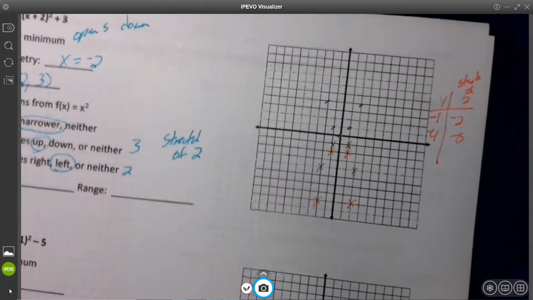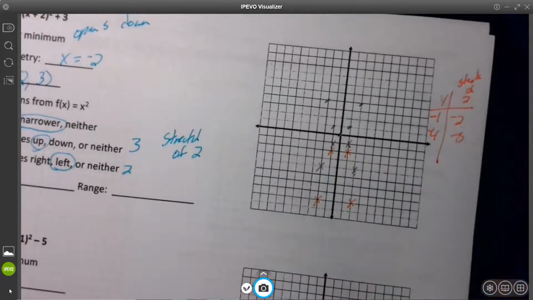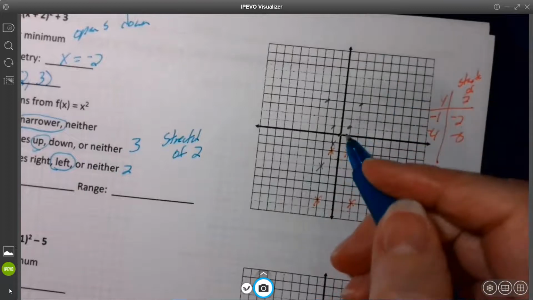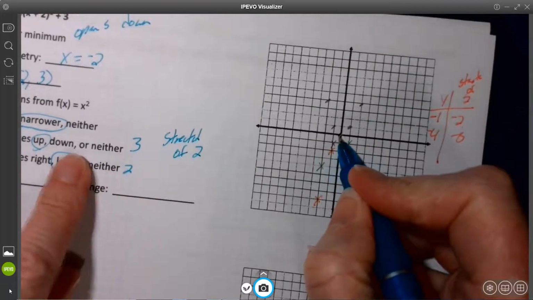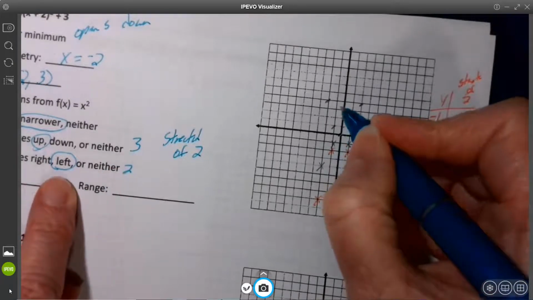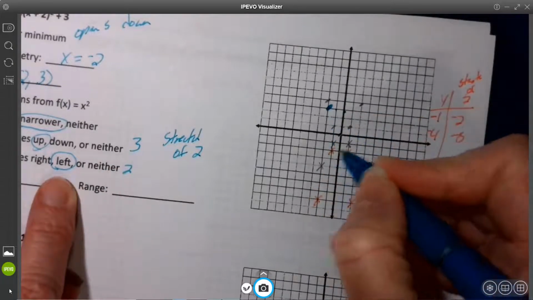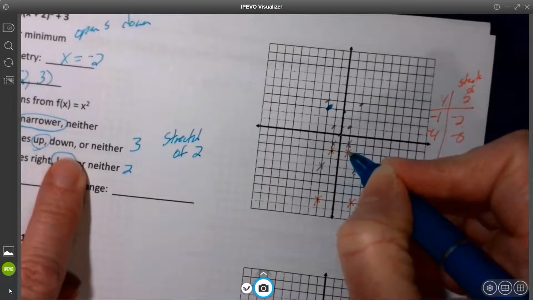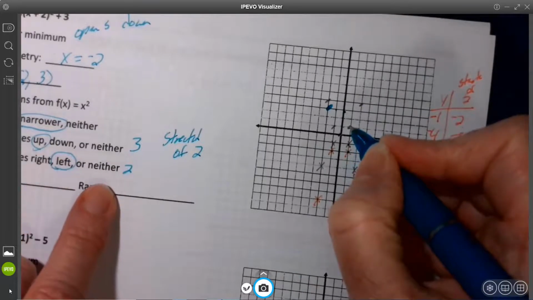It just doesn't seem to get any better. We just keep adding things to it. This is so cool. Okay, so let's add that to it, and we're going to shift everything. So my vertex is going to go up 3, 1, 2, 3, and then it's going to go left 2, 1, 2. Here we go. This one. Up 3, 1, 2, 3, over left 2.